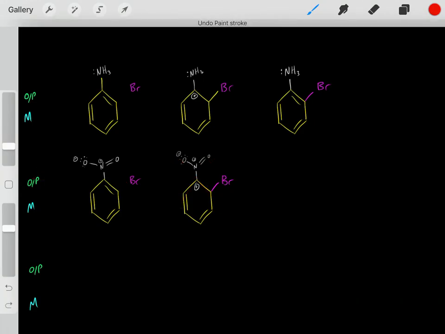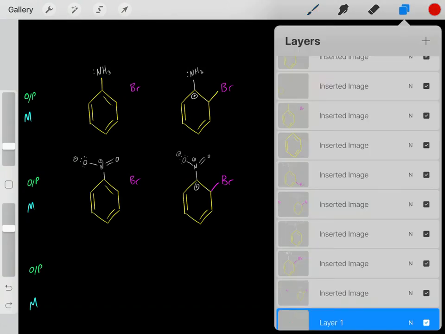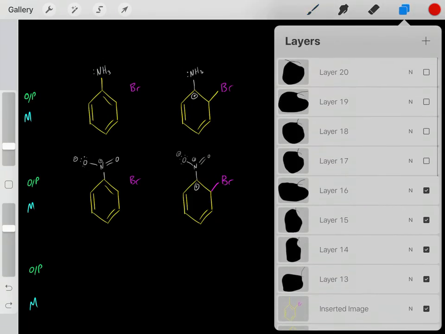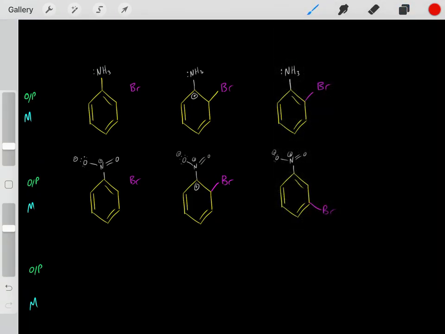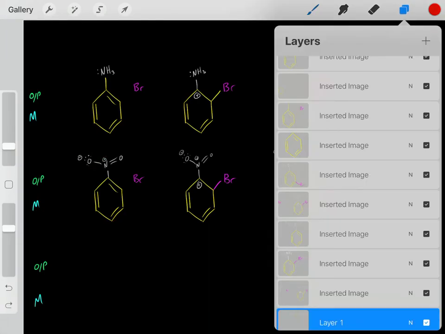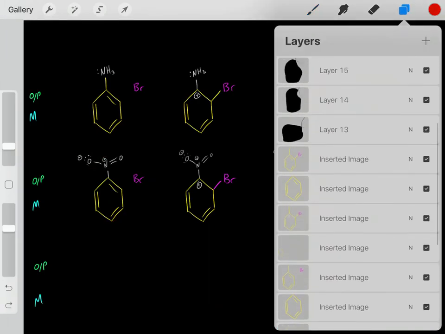So therefore, we know it's in this category. It's in the meta-directing group category. So that's how I like to solve these problems. And so let's do another example. And so we know this one again was meta-directing. So let's do one last example.